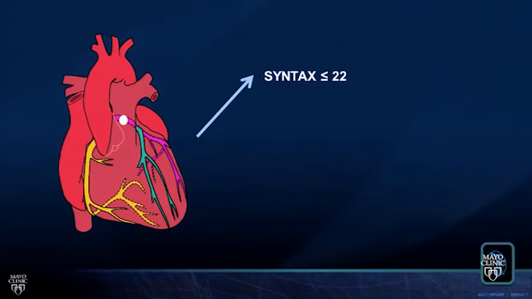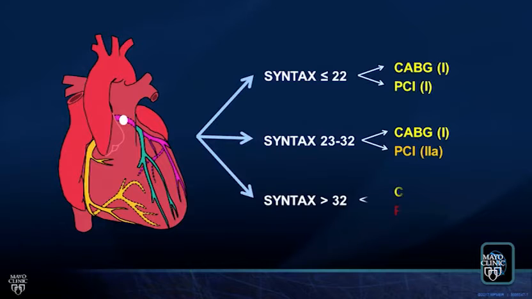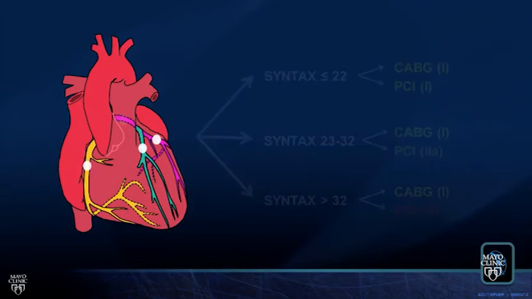If the SYNTAX score is less than 22, you can consider either CABG or PCI. With a SYNTAX score that's starting to creep up, between 23 and 32, we'd prefer CABG, but PCI is still an option. When your SYNTAX score is really high, we really need to go towards CABG. Again, other factors in the clinical profile, including left ventricular function, history of diabetes, and surgical risks, need to be weighed into the decision-making strategy.